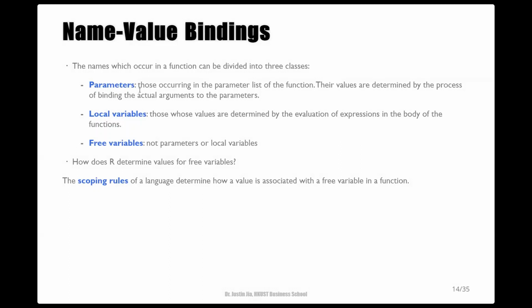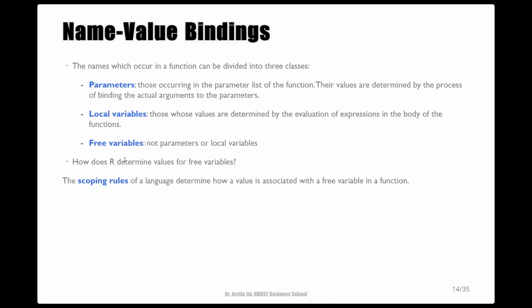As shown in the previous example, the names which occur in a function can be divided into 3 classes. The first kind of names are function parameters. These names are declared in the parameter list of the function. Their values are determined by the process of binding the arguments to the parameters. The second type of names are local variables. Their values are determined by the evaluation of expressions in the body of the function.